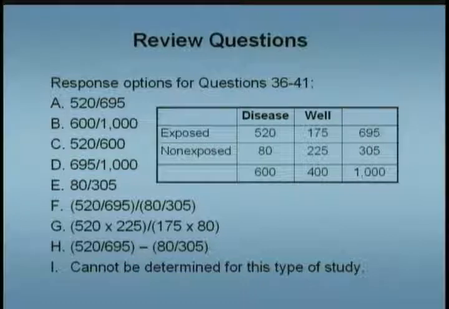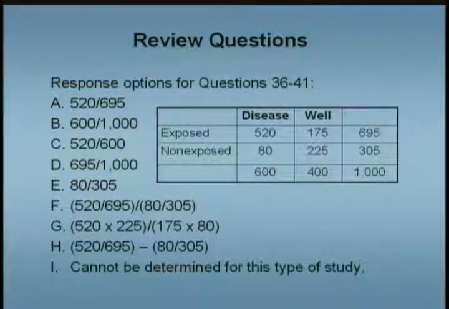Number 39. Assume the table represents a cross-sectional study. What is the prevalence of disease? Well, let's see. Can I get prevalence from a cross-sectional study? Of course I can. Remember, a prevalence study is basically a synonym for a cross-sectional study. As always, we're going to get the prevalence in the marginals. So in this case, it's going to be letter B, 600 divided by 1,000.